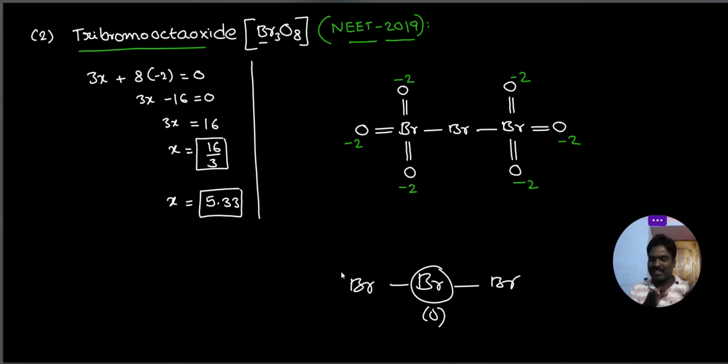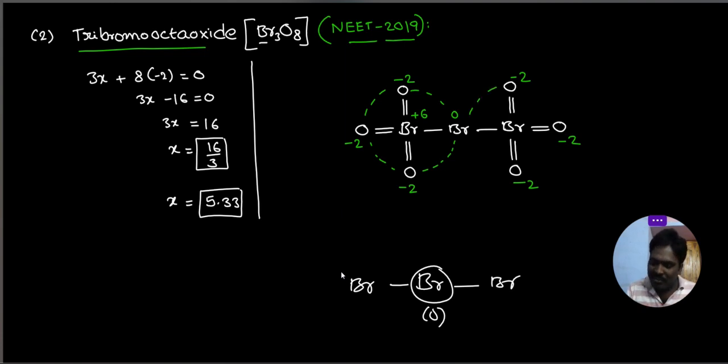Okay, bromine attached to 2 similar atoms, its oxidation state is 0. Understood? Bromine attached to 2 similar oxidation states. Now the sum of the surrounding oxidation states: -2, -2, -2, 0 means -6. Then bromine should be +6.